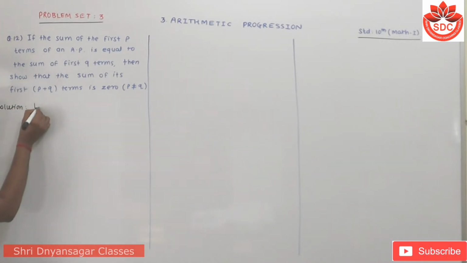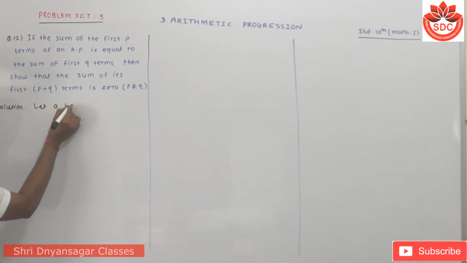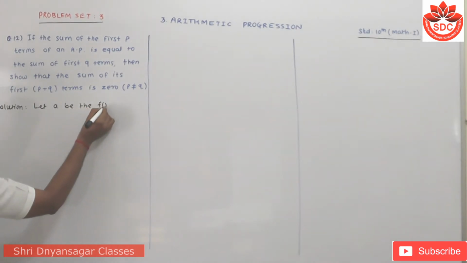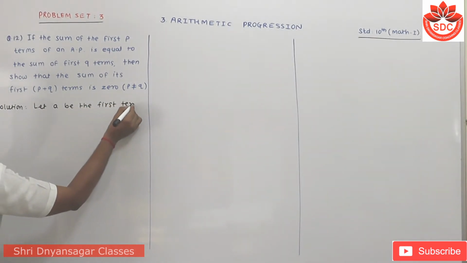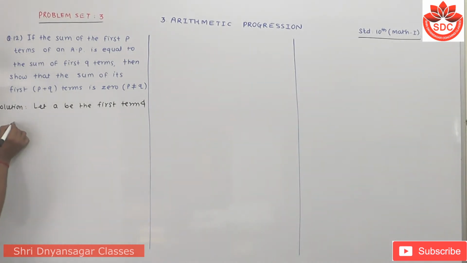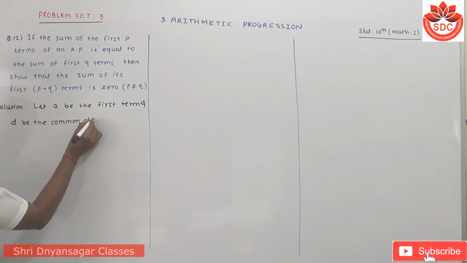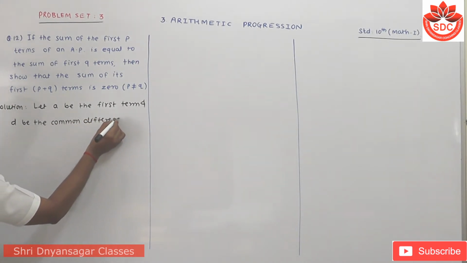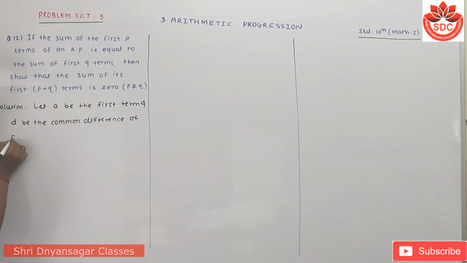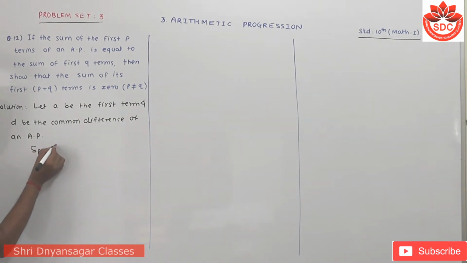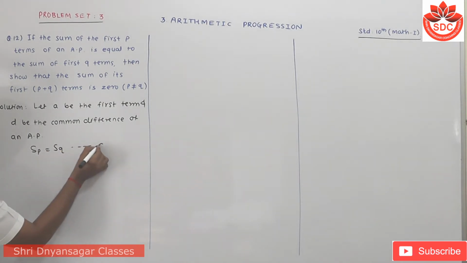Let a be the first term and d be the common difference of an AP. Now here it is given that the sum of the p terms is equal to the sum of the q terms, which is given.